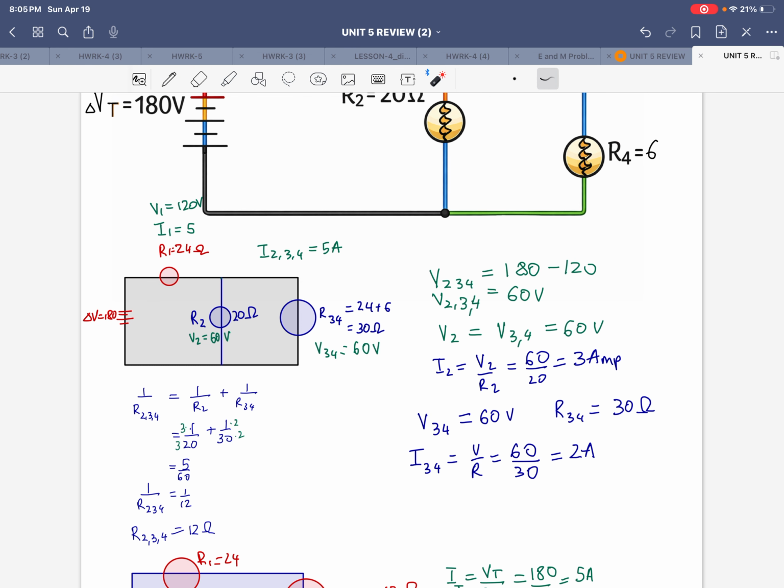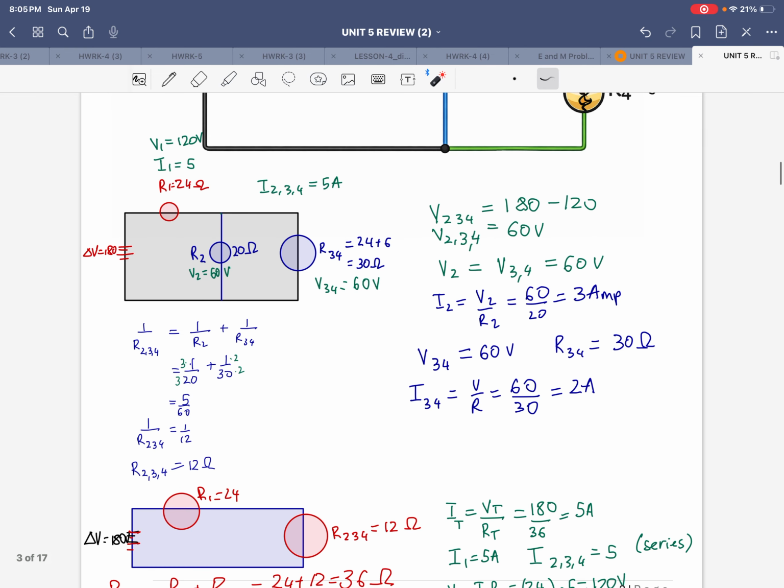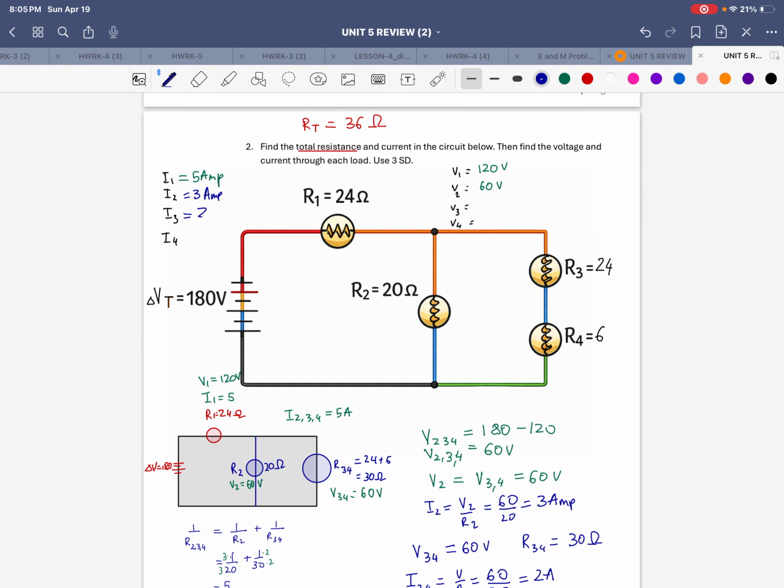Now remember that 3 and 4 are in series. And in series, the current is the same. So we're going to say I34 is the same as I3 and same as I4, and that will be 2 amps. So we got I3, 2, and I4, 2 amps. All right.